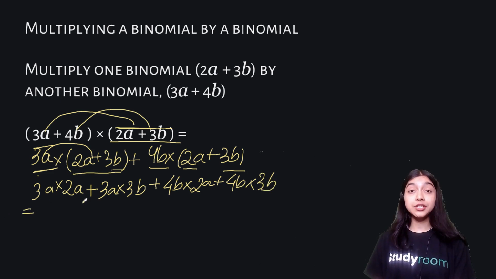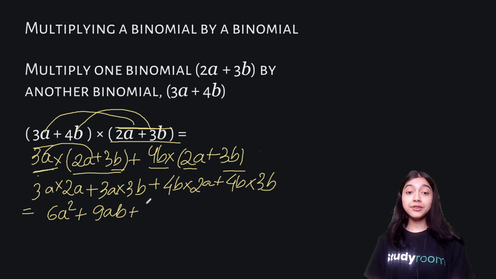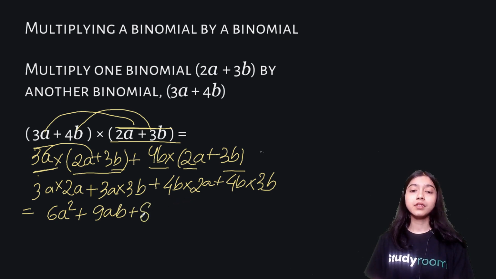Now 3a when multiplied with 2a gives us 3 multiplied with 2, 6. And a multiplied with a gives us a square. Now 3 multiplied with 3 gives us 9. And a into b gives us ab. The next thing that we have is 4 multiplied with 2. What is it? 4 twos are 8. And then a into b gives us ab. The next thing we have is 4 into 3 gives us 12. And b multiplied with b gives us b square.